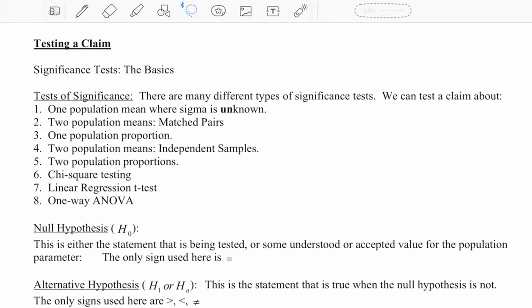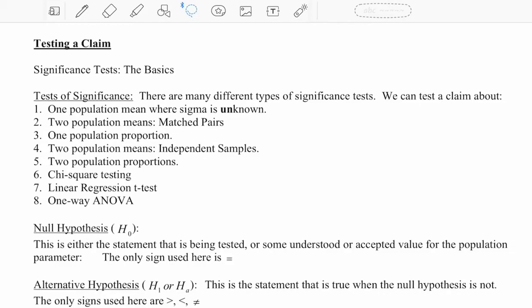Of significance: one population mean where sigma is unknown, two population means that's the matched pairs case, then also two population means independent samples, that's number 4. But mixed in there is one population proportion, two population proportions, chi-square, and linear regression t-tests, as well as what's called an ANOVA. One-way ANOVA is an analysis of variance, right? So it's a way of determining the relationship between more than two means by analyzing the variances of the data set. But it's a little beyond us at this point.